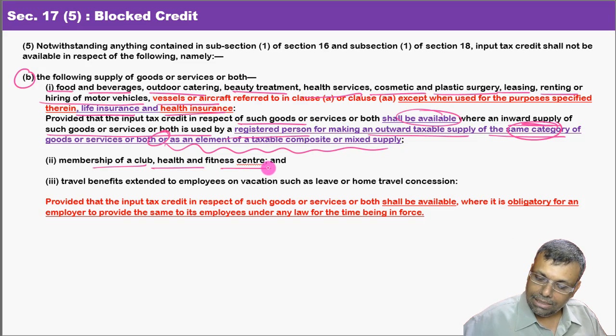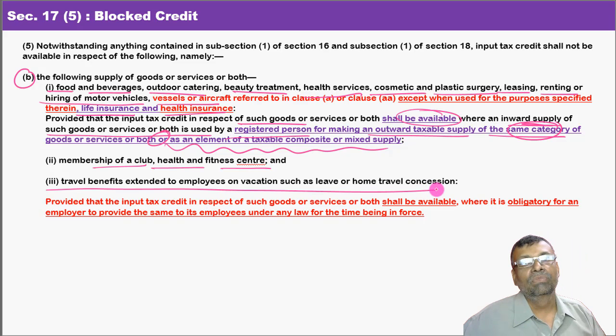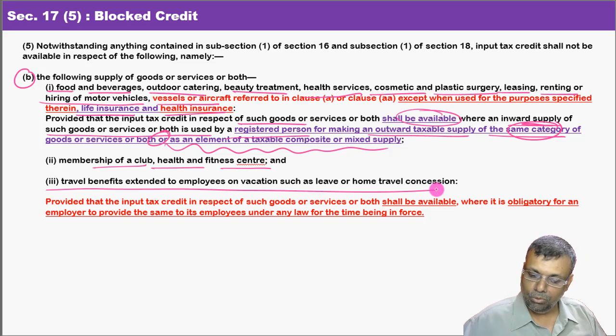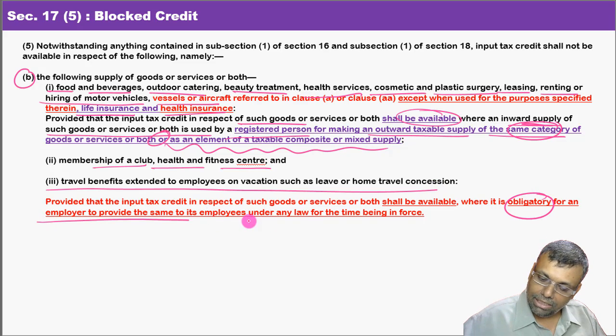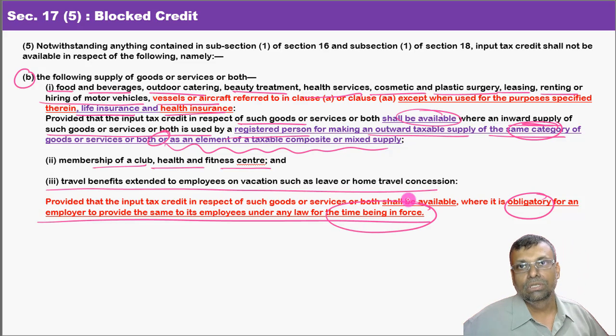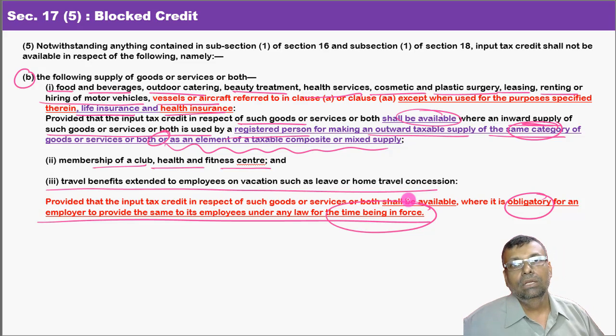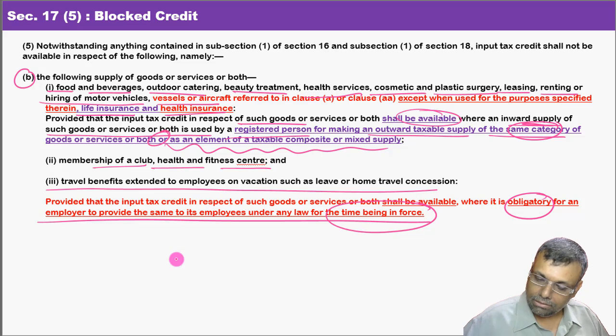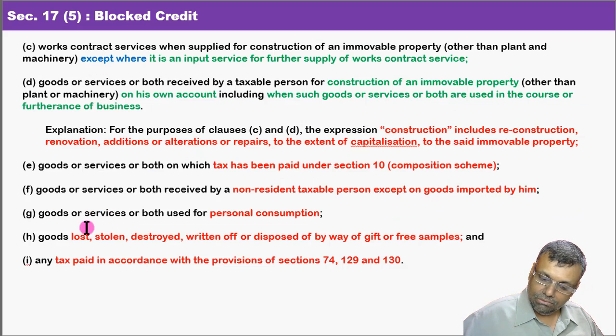Any membership to the health club, fitness center, travel benefit extended to the employees, etc., we are not eligible for the purpose of input tax credit. And the exception will be that if it is obligatory by the employer to provide the same under some law for the time being in force. So if it is under some law that it is obligatory for you to provide these particular benefits, then you will be eligible for the input tax credit. Otherwise, input tax credit is not permissible in this particular situation.